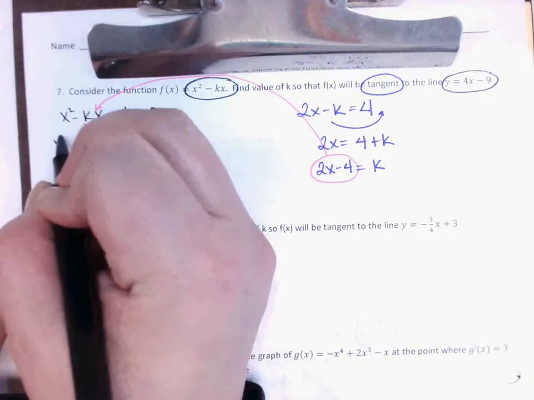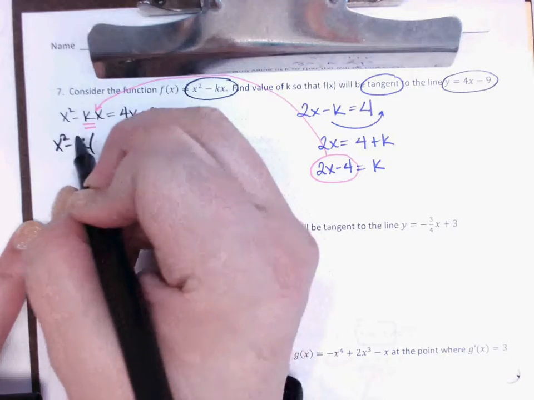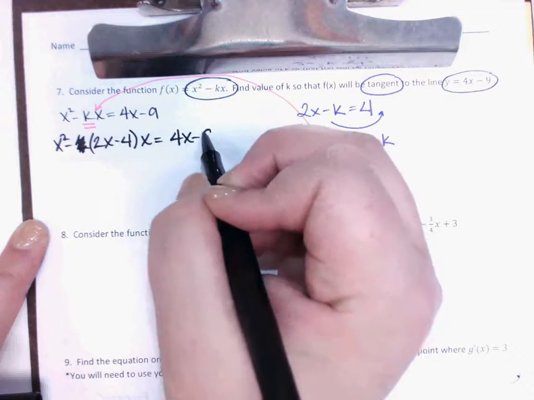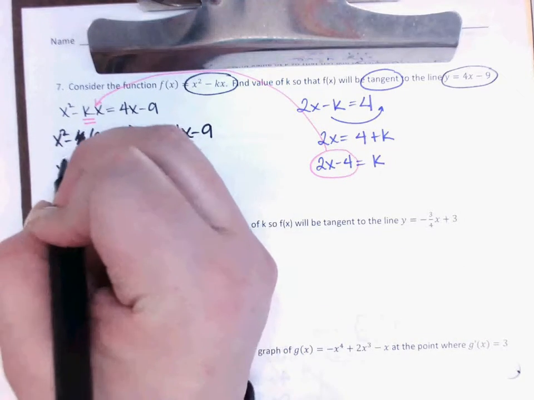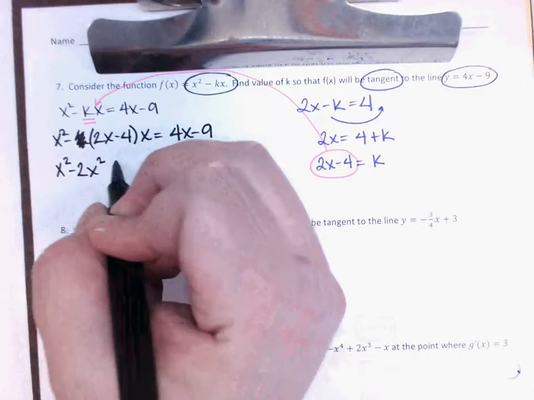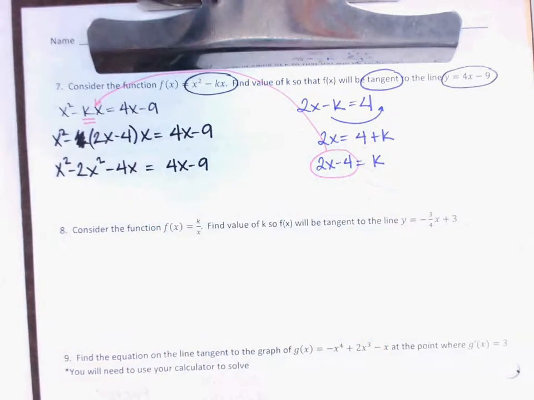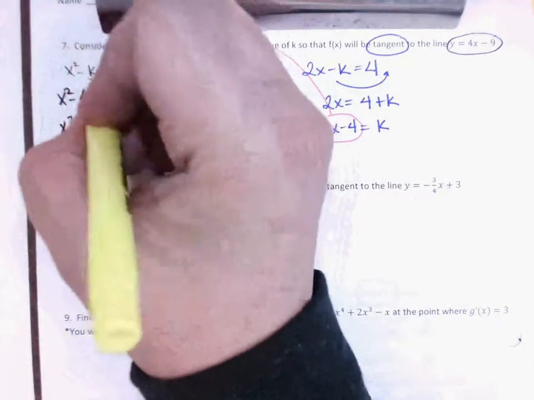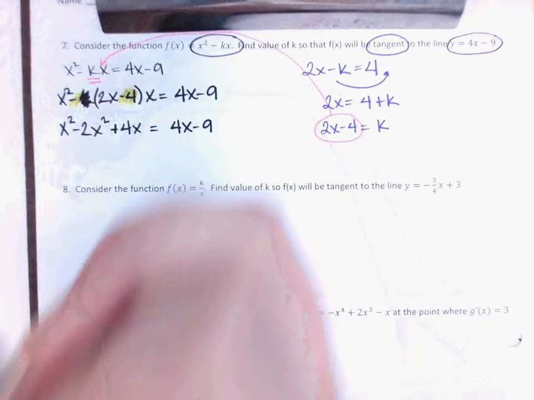So I have x squared minus k, 2x minus 4. Oops, hold on, no more k. 2x minus 4. Okay, tell me if this is right or wrong. X squared minus 2x squared minus 4x. Okay, no, that's wrong, because why? There's another x. Okay, when you multiply this negative with the negative 4, it should be a what? Plus 4x. Careful on that.